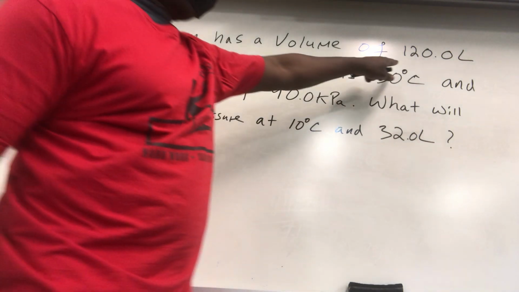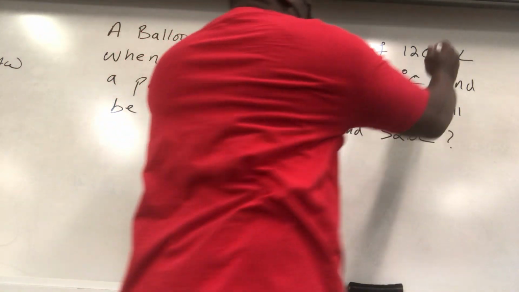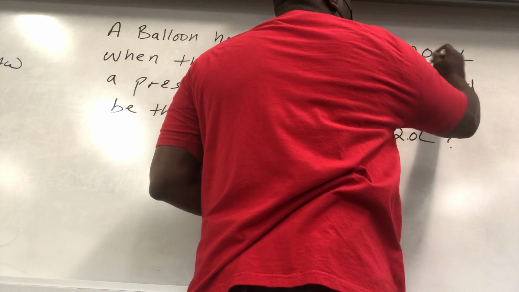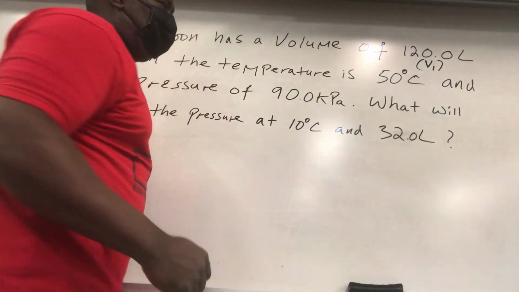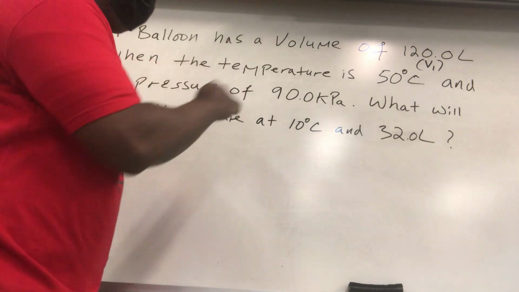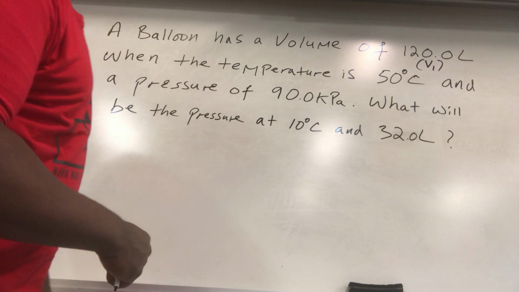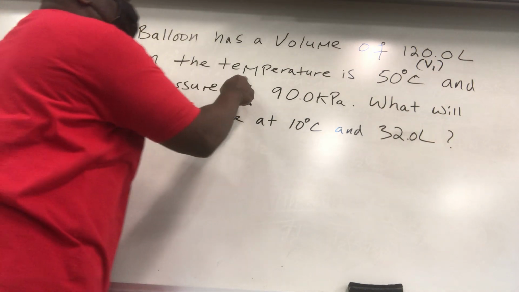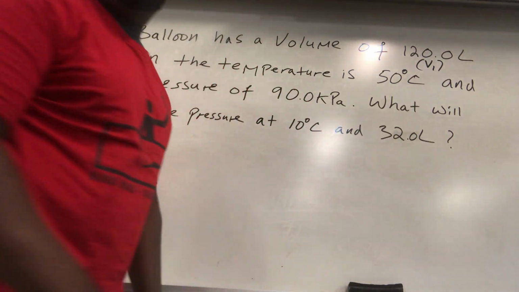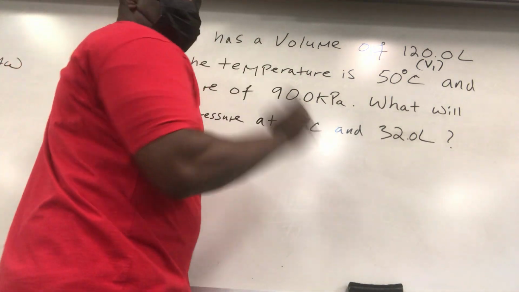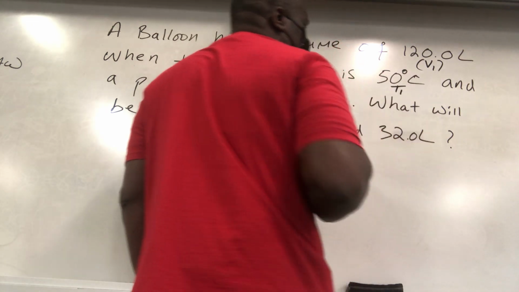Since we're starting out with this volume, that's going to be our V1. You can label it on the side someplace, or just under the actual variable in the problem, but make sure you label your items. I'm going to read on: when the temperature is 50 degrees C. That's our starting temperature, so that's going to be our T1.